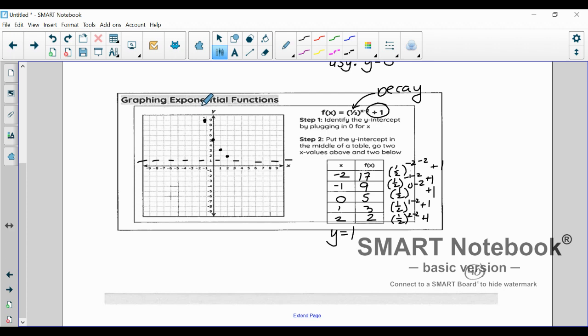And because it's decay, it's going to start big and get small with my tail on this side. That's always the decay shape. Start big and get small.